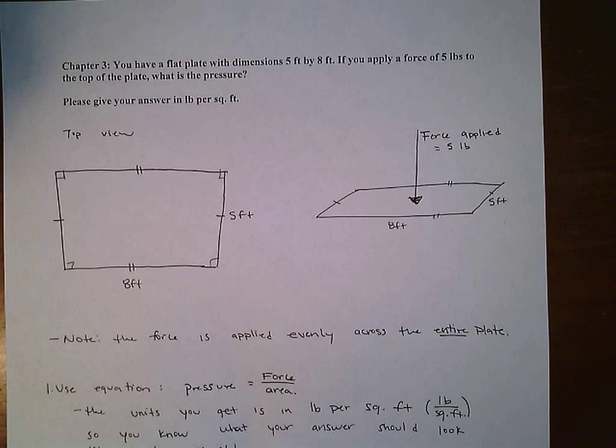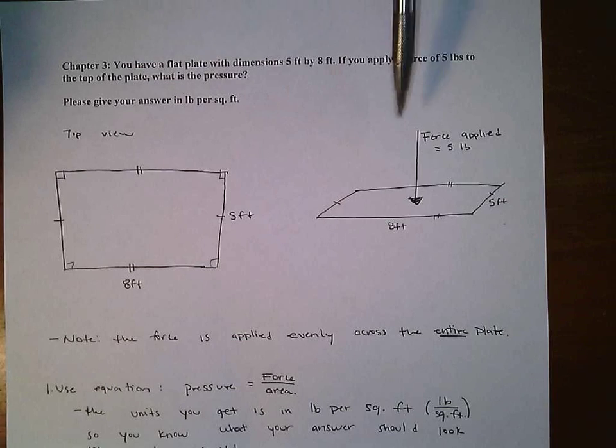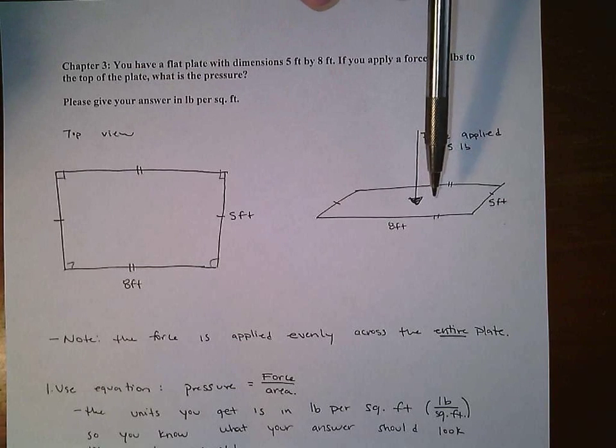Alright, so the next problem that we'll be looking at is from chapter 3. And what we're trying to figure out in this problem is if you have a flat plate, in this case with dimensions 5 feet by 8 feet, we're trying to figure out how much pressure is being felt by this plate, assuming we're putting 5 pounds of pressure onto this plate.